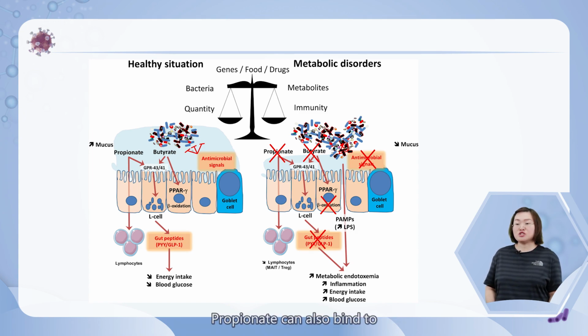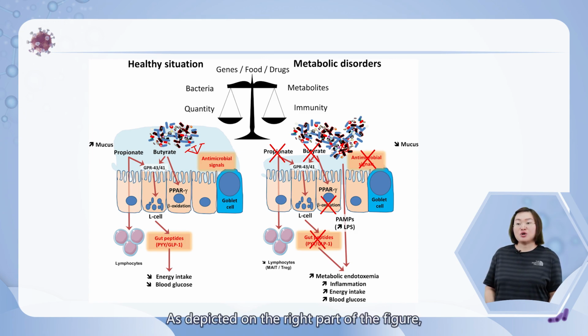Propionate can also bind to GPR43 expressed on immune cells in order to maintain appropriate immune defense. Butyrate activates peroxisome proliferator-activated receptor gamma, leading to beta oxidation and oxygen consumption, a phenomenon contributing to maintain an anaerobic condition in the gut lumen.